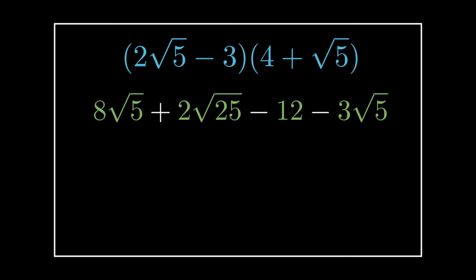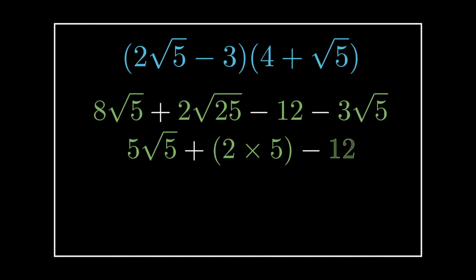Now we can collect the like terms and simplify this. 8 root 5 minus 3 root 5 is 5 root 5. As root 25 is equal to 5, we will have plus 2 times by 5 and the minus 12 stays. So our final answer will be 5 root 5 plus 10 minus 12. So 5 root 5 minus 2.